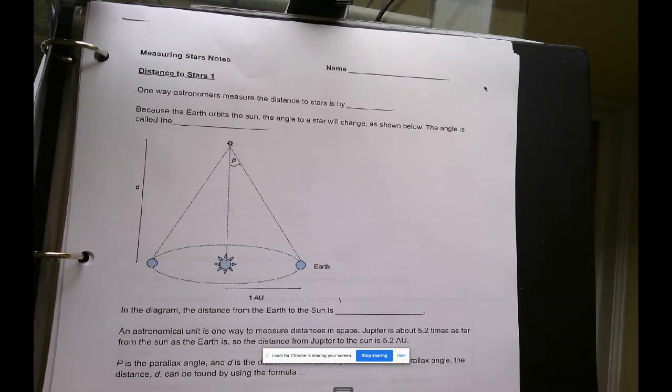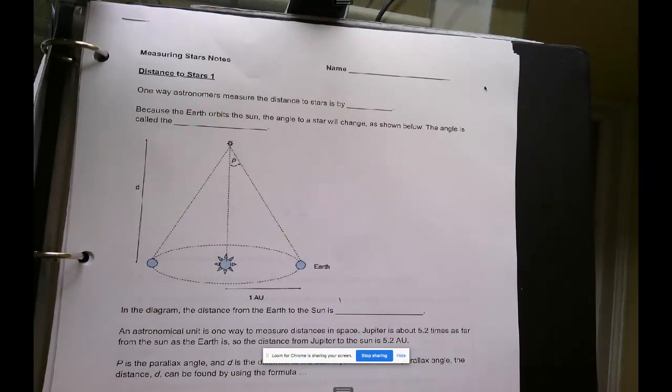So in this course, we start small. We start talking about the Earth and the Moon, and then we gradually get bigger and bigger. So then we started talking about planets in the solar system. Now we're talking about stars. And this unit is all about how we measure stars. And it's going to be about how do they know how far away stars are? I mean, they are really, really far away.